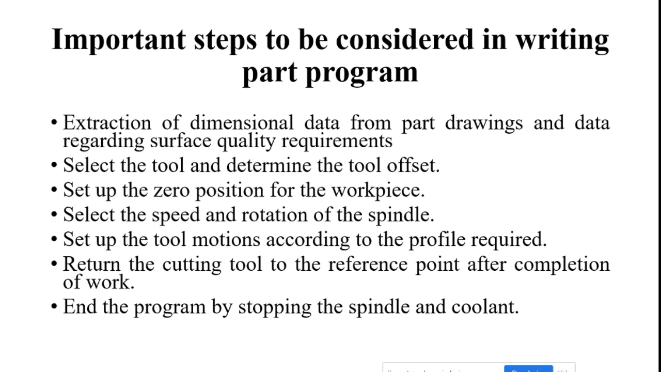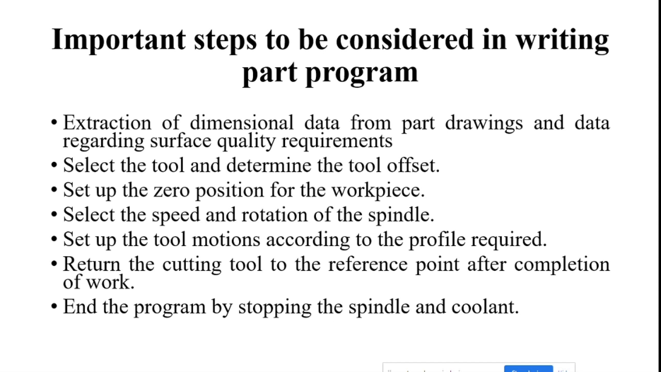After reading the drawing sheet, we move to select the tool and determine the tool offset. Tool offset means how far the tool is kept from the workpiece. Likewise, I will tell you the data in the next slides. Okay, and then set up the zero position for the workpiece. In the previous video, I told you the difference between fixed zero and floating zero. So the operator should be aware of how to set up the zero position for the workpiece.